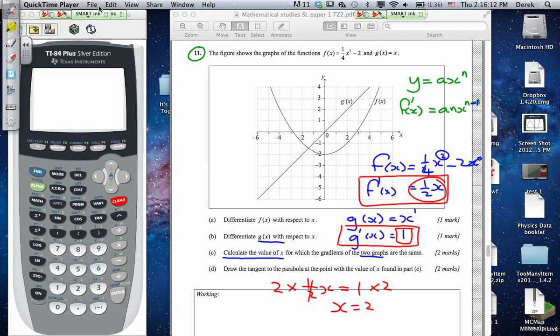And then draw the tangent to the parabola at the point with the value of x found in part C. So that is when x is equal to 2. So it's that point over there. Now we know the gradient is going to be the same between g of x and f of x. So we're going to get a straight line through there that is parallel to it. You would obviously use a ruler, and I'm sure you'd do a better job with drawing this, but it would be something like this. It would be a straight line, and these two lines would be parallel, and it would just be touching at that point too.